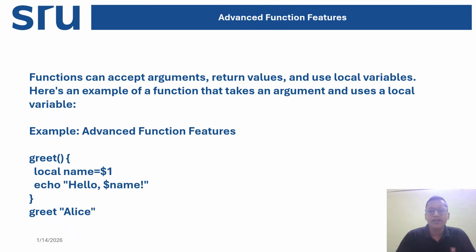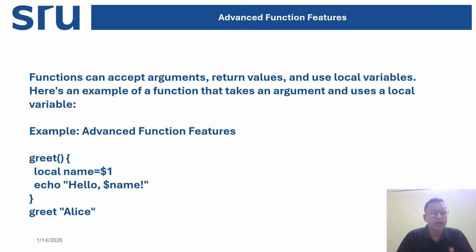Some advanced function features. Functions can accept arguments, return values, and use local variables. So here is a simple example of how to define a local variable, how to pass arguments, and how to return values from the called function. So here greet, brackets and curly bracket, local name is equal to $1. Here one statement is there, echo hello $name, which means the value of name will be displayed on the screen with the help of echo.